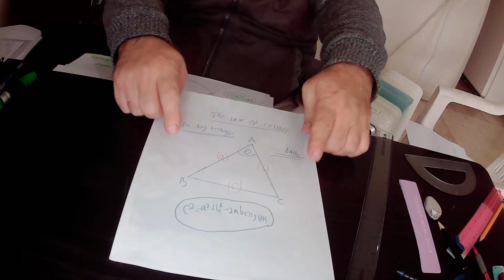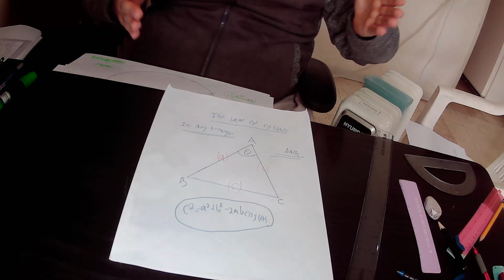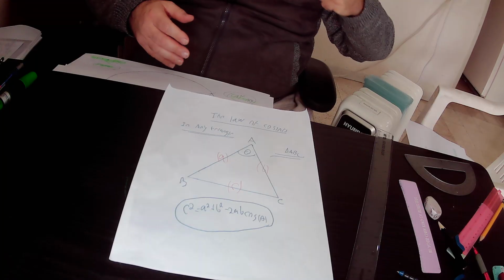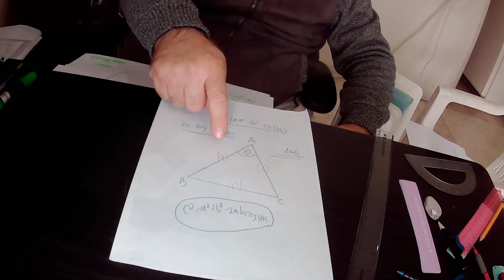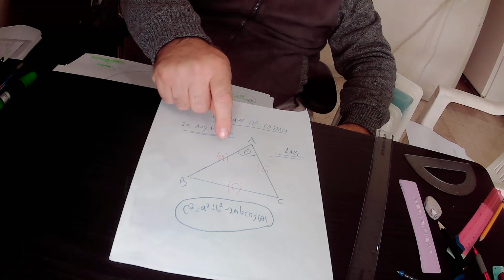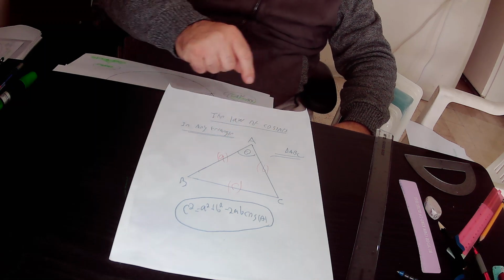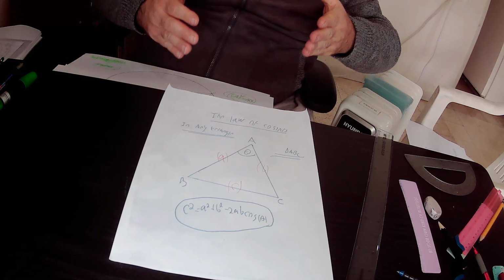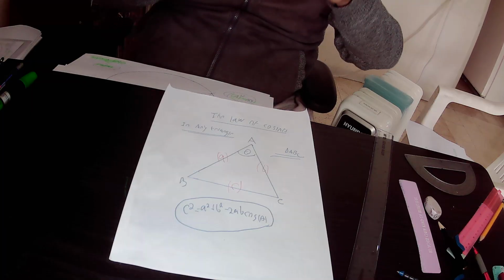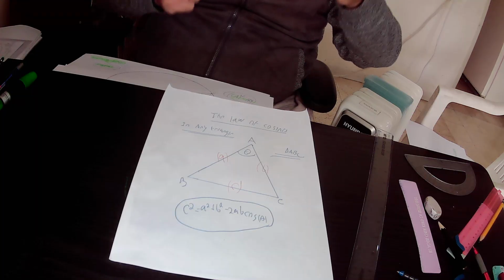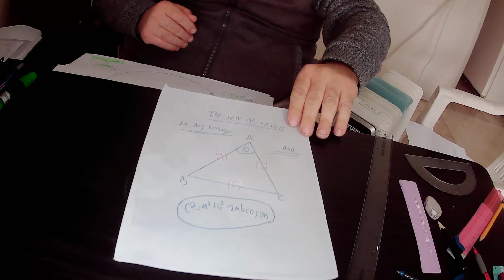So in this triangle ABC that could be any triangle, the following equation holds: C squared equals A squared plus B squared minus 2 times A times B times cosine theta. Again, according to the law of cosines, in this triangle ABC that could be any triangle, C squared equals A squared plus B squared minus 2 times A times B times cosine theta.